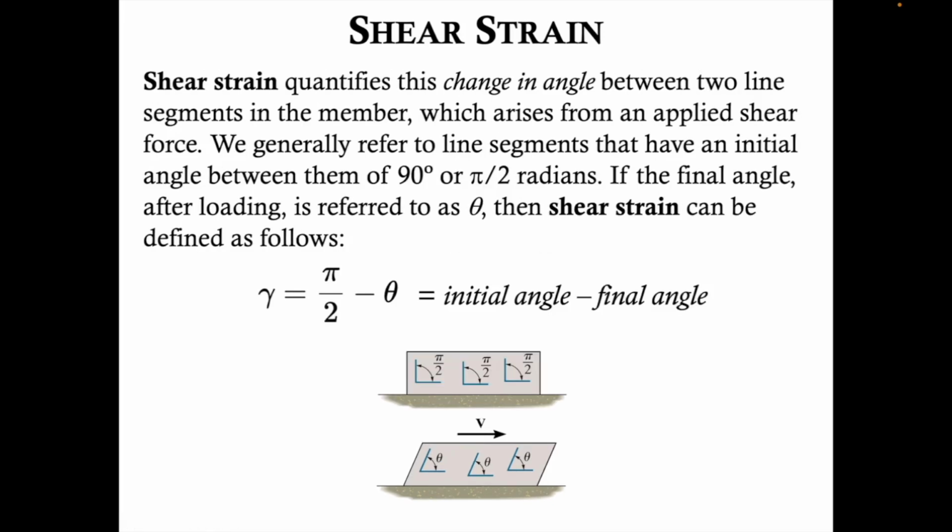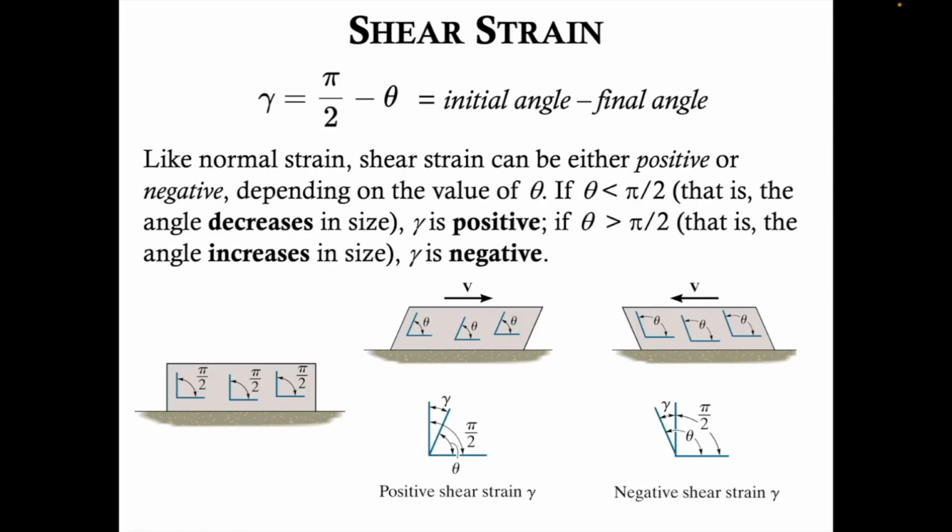Shear strain quantifies this change in angle between two line segments in the member, which arises from an applied shear force. We generally refer to line segments that have an initial angle between them of 90 degrees or pi over 2 radians. If the final angle after loading is referred to as theta, then shear strain can be defined as follows. Shear strain, represented by this Greek letter gamma, is defined as pi over 2 radians minus theta. We're using radians here, which is equal to the initial angle between those line segments minus the final angle between those same line segments.